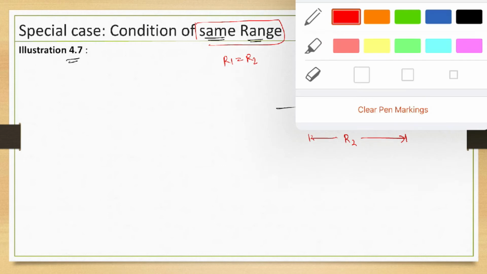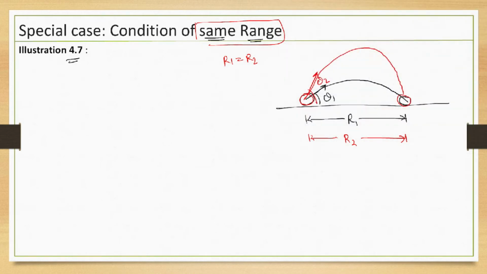And here you must note this. If the first object is thrown with speed v naught, then the second object must be thrown with the same speed. If two objects are thrown at different angles with the same initial speed, and if their ranges are the same, then what is the condition?